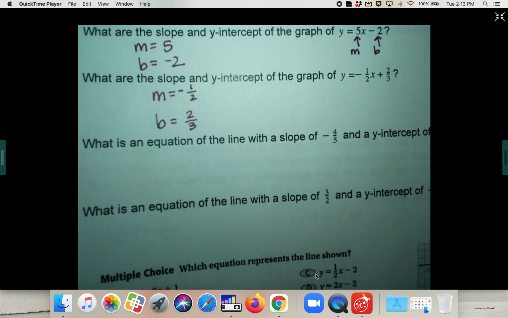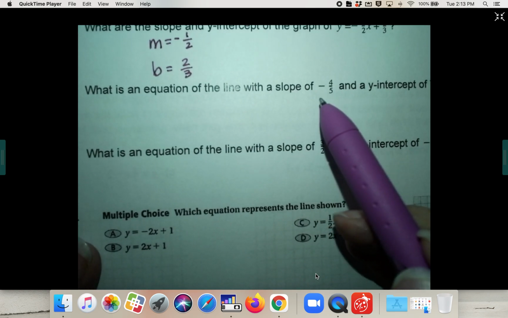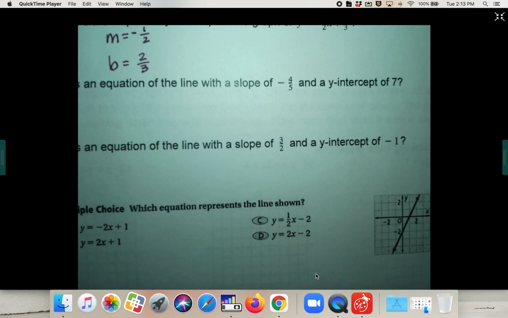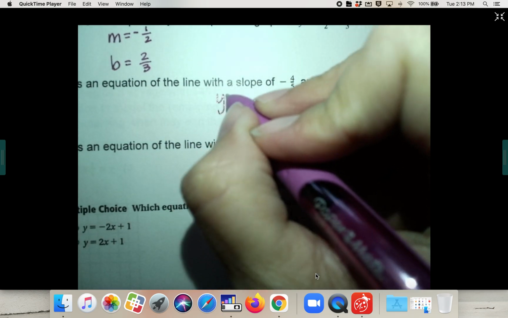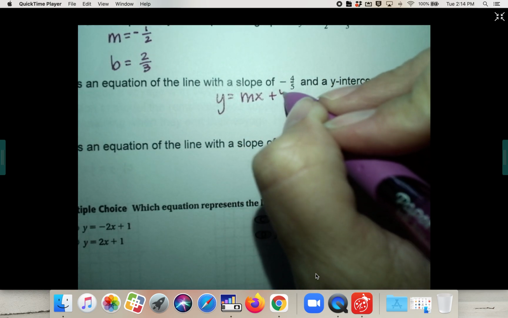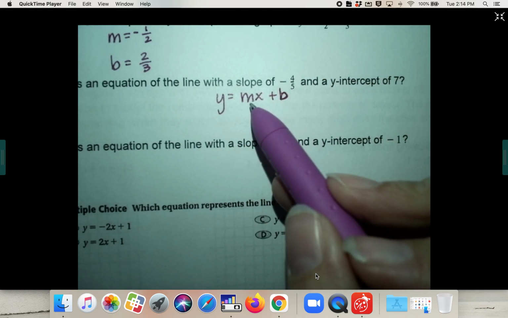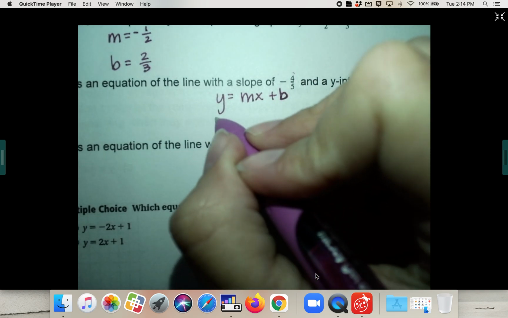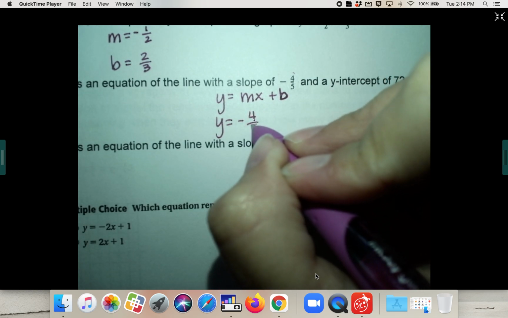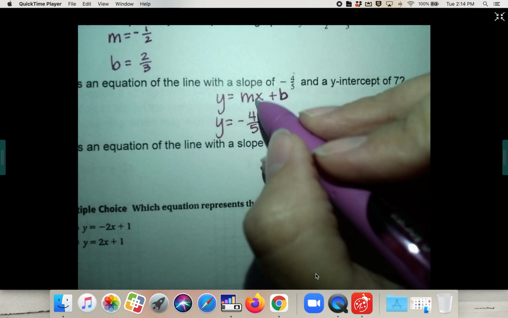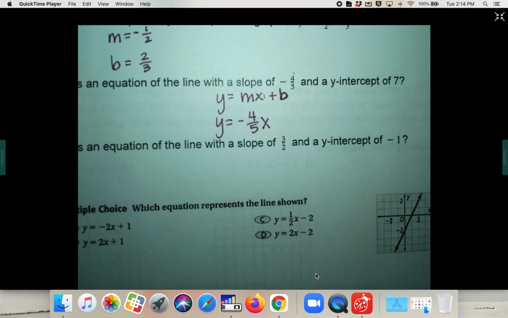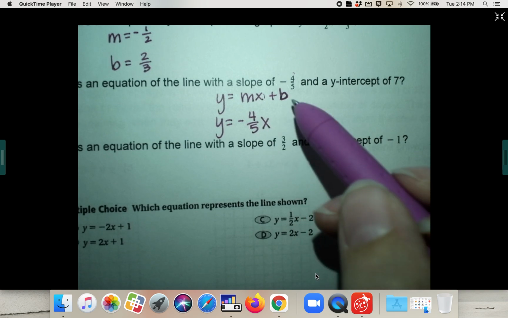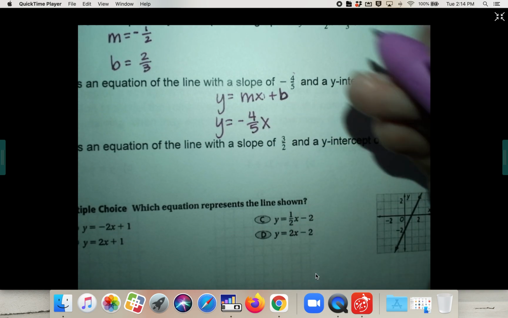All right, now I'm going to switch it on you. Now I'm going to give you the slope, and I'm going to give you the y-intercept, and I want you to put it in an equation. So your equation again is y equals mx plus b, but m is the slope. So no longer will it say m, it will say negative 4/5. Y equals negative 4/5 x, don't forget your x. A ton of people always forget the x. There's always an x next to your slope. That's the rate that your line is changing by. Plus b. B is 7, so plus 7.